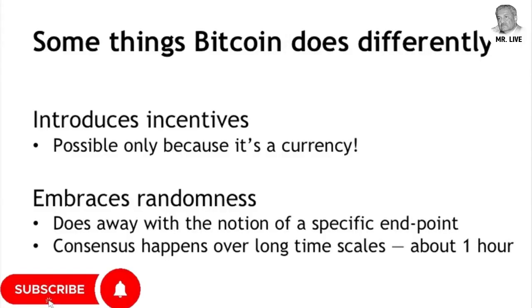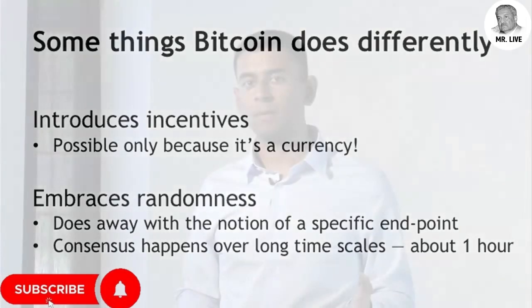The other thing that it does differently is that it really embraces the notion of randomness. What I mean by that is it does away with the notion of a specific starting point and ending point for consensus. Instead, consensus happens over a long period of time, about an hour in the practical system, but even at the end of that time, you're not 100% sure that a transaction or a block that you're interested in has made it into the consensus blockchain.